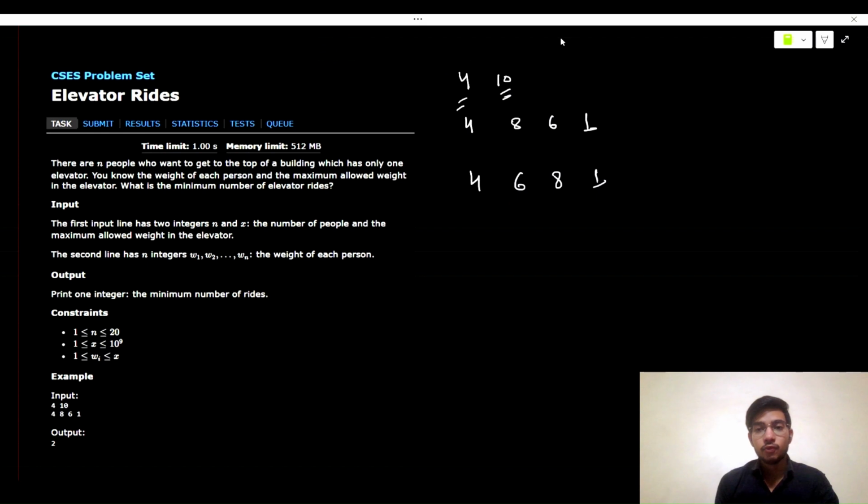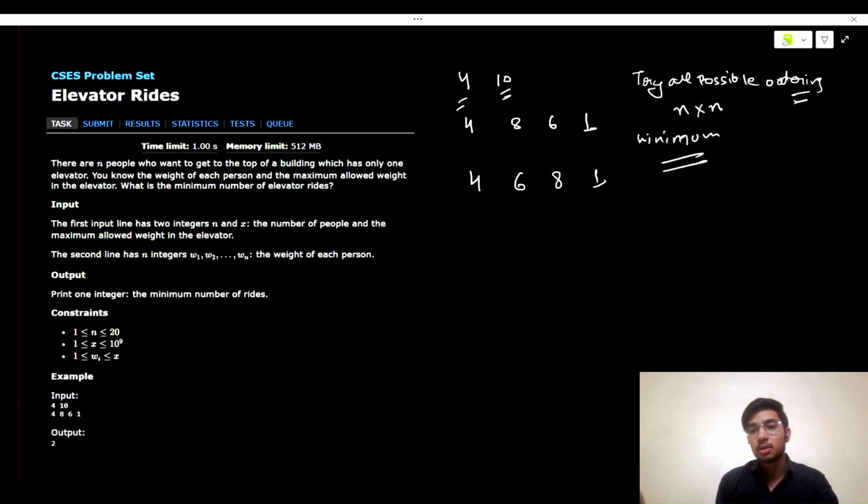So the brute force approach would be to try all possible orderings and find out the minimum one. The time complexity of this approach would be n times n factorial, which is very slow for n less than or equal to 20. So you have to optimize it. So how could you do that?